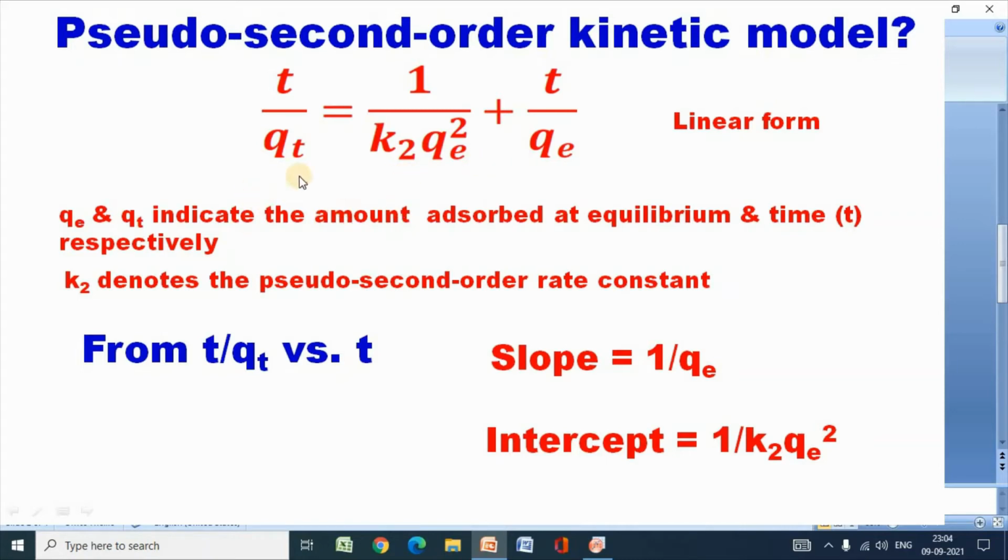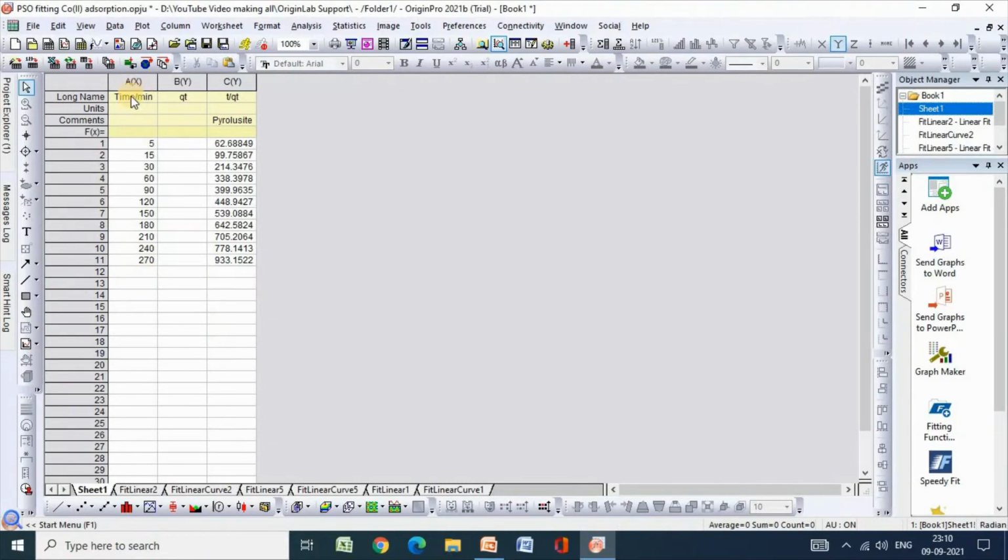So, if we plot t divided by Qt versus t, then we get a slope of 1 by Qe and an intercept of 1 divided by K2 Qe square. So, from the slope we can easily calculate the value of Qe, and if we put the value here, then we can easily calculate the value of K2.